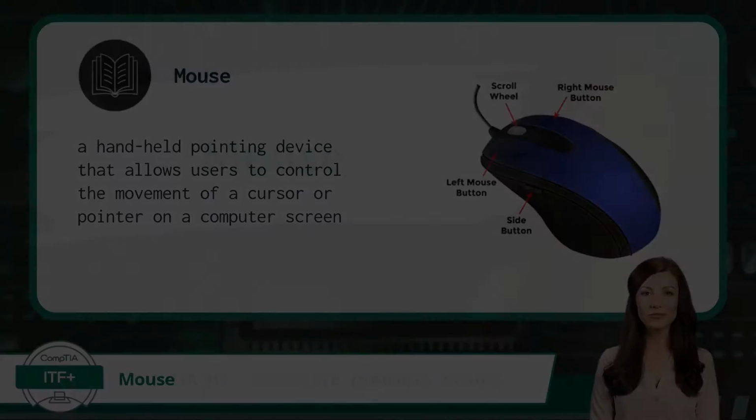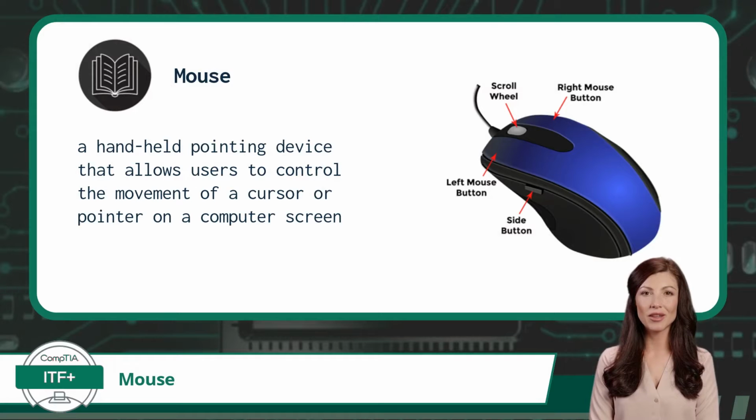Mouse. A mouse is a handheld pointing device that allows users to control the movement of a cursor or pointer on a computer screen.